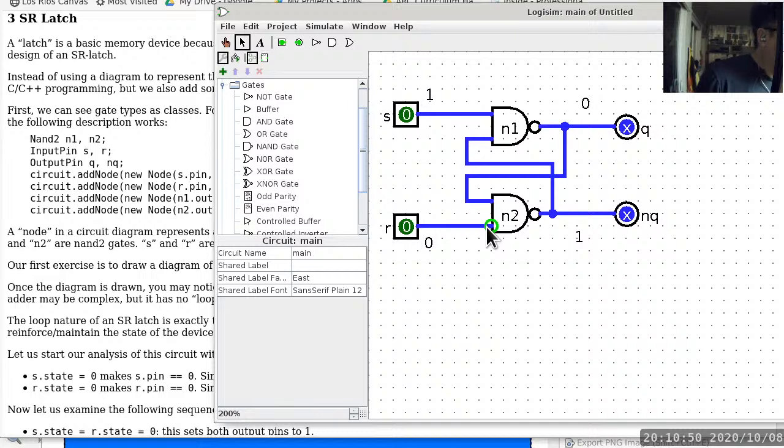Don't we do something similar to this before? I don't think so. I don't think we have looked at a circuit where the output goes back to the input.